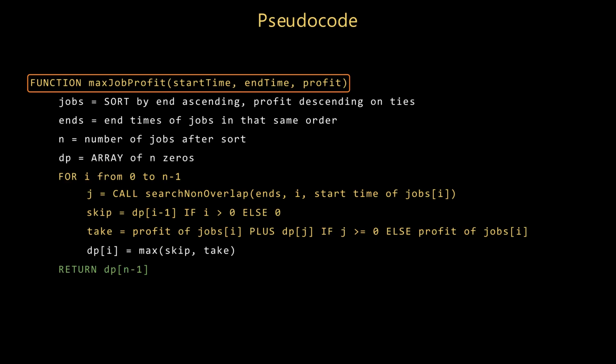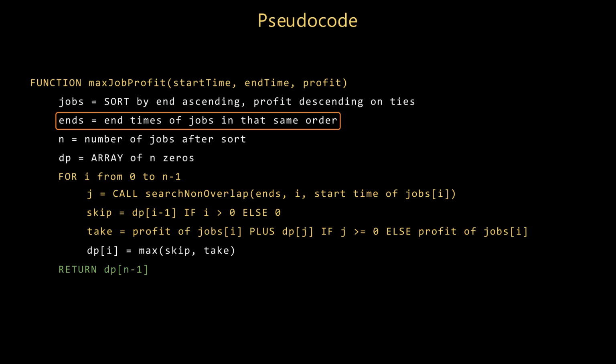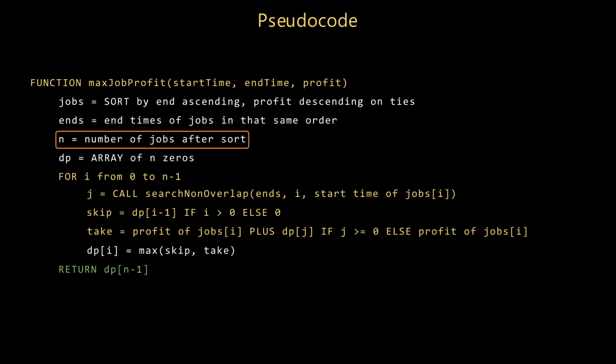Main routine, 3 parallel arrays in, maximum profit out. Sort whole job rows by end time ascending, and when end times tie, by higher profit first. Copy end times into an array in that same sorted order for searching. N is how many sorted jobs we have. Allocate 1 dp cell per sorted position, all starting at 0.